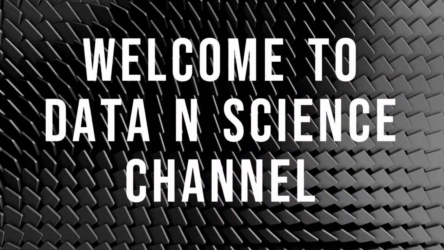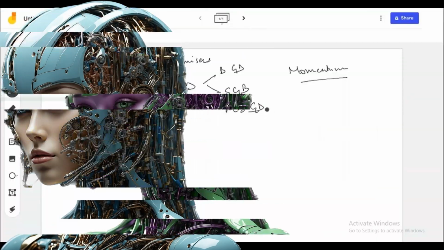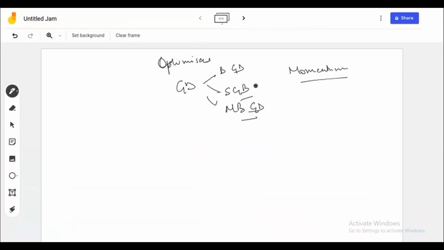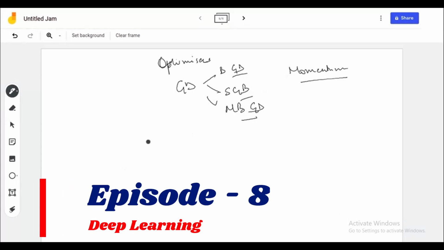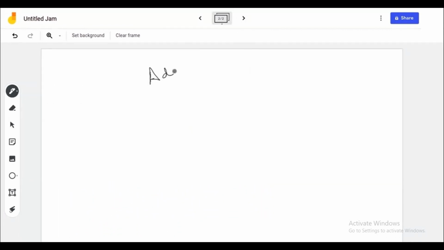We came across a graph, and we explained in detail all the problems with gradient descent and how we can overcome them. So now let us look into some other optimizers. Let us start with Adagrad.